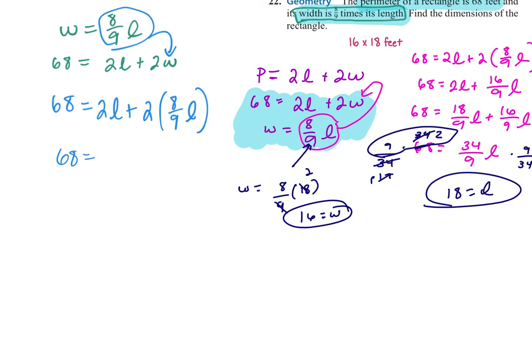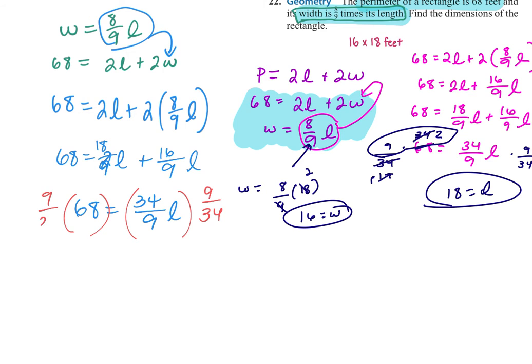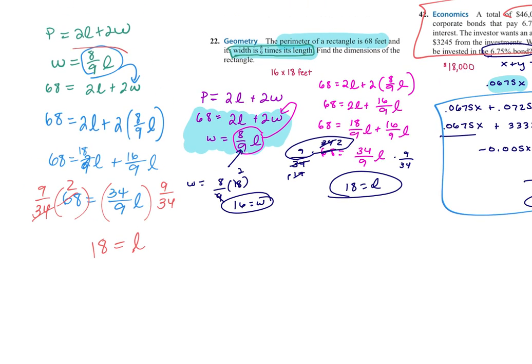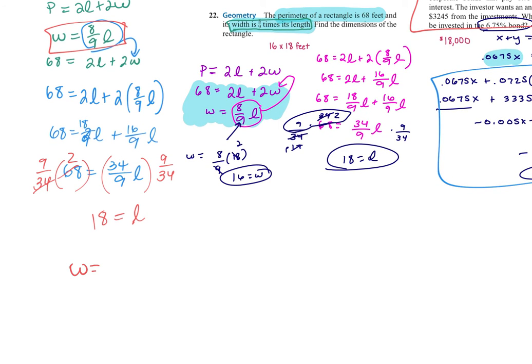So I get 68 equals 2L plus 16/9 L. I need to find a like denominator there, or you can multiply everything by 9. That's up to you. But with a like denominator, this would make this 18/9. And I'd get 68 equals 34/9 L. And then I could multiply each side by 9/34. This goes in twice, and I end up with the length being 18. And then the width equals 8/9 of that. 9 goes in 18 twice, and W is 16.